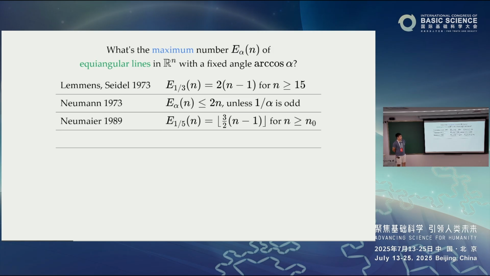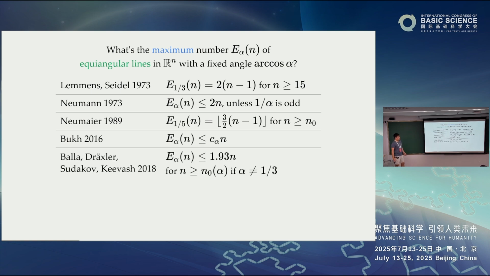And here, roughly speaking, the answer is 3n/2. Okay, and again for n large. Things have been quiet after Neumann's work until Boris Bukh in 2016 revived the interest in this question. And what he showed is that if you fix the cosine of the angle, which is alpha, this function is always bounded above by a linear function in n. However, the constant may depend on your angle alpha.